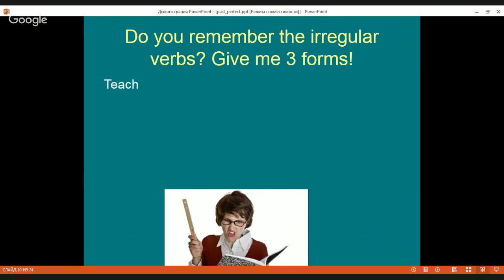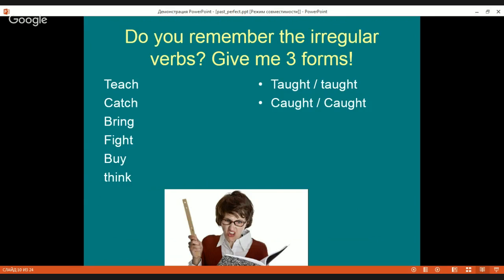Teach, catch, bring, fight, buy, think. Let's guess what the forms are for those verbs. Teach, taught. Catch, caught. Please pay attention to the pronunciation. Never say touch and coach. The correct pronunciation is taught and caught.